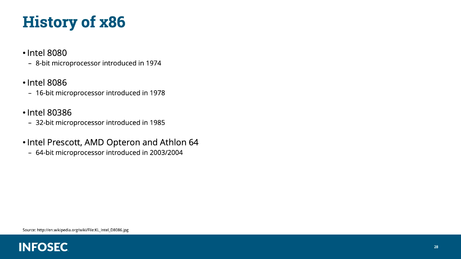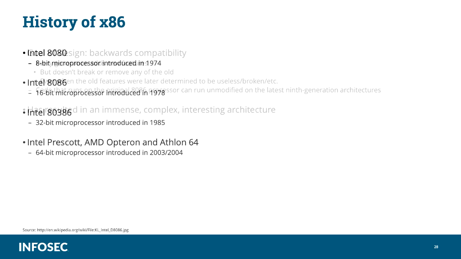From there, the processor was expanded even further to be able to process 32 bits at a time, or what we would call 4 bytes, in 1985, and this was called the 8386 processor. That was then finally expanded to the 64-bit processor introduced in 2003 and 2004.